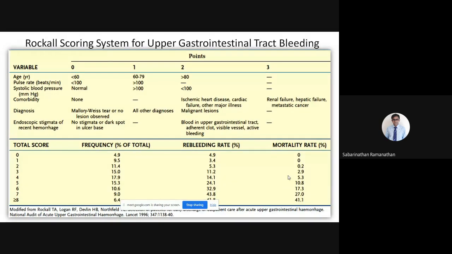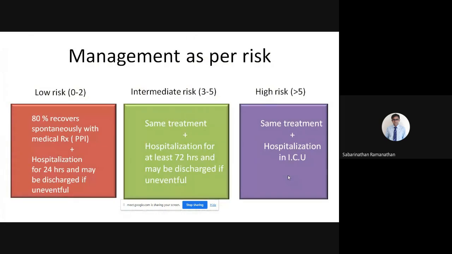So this chart indicates the Rockall scoring system, where you have 0, 1, 2, 3 points based on age, pulse rate, blood pressure, comorbidities, and the endoscopic stigmata of recent hemorrhage. So after endoscopy, we can include the findings. All these factors combined together give a final score, the Rockall score, and based on that we can classify the patients as low risk, intermediate, or high risk.